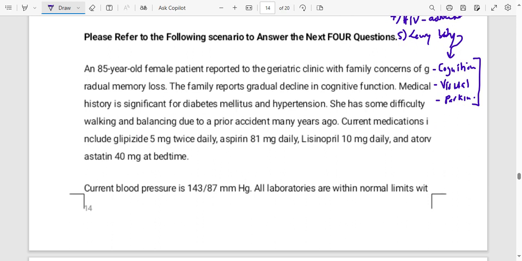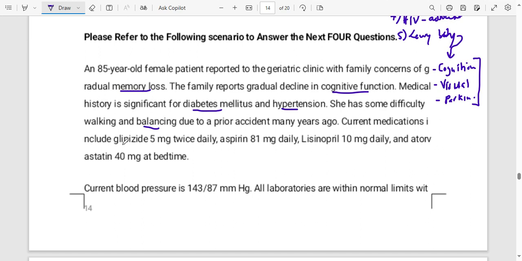So we refer to this statement here for the next four questions, which are the last four. An 85-year-old female patient reported to the geriatric clinic with family concerns of gradual memory loss. The family reports gradual decline in cognitive function. Significant medical history is significant for diabetes mellitus and hypertension. You can think of vascular dementia, right? She has some difficulty walking and balancing due to a prior accident many years ago.